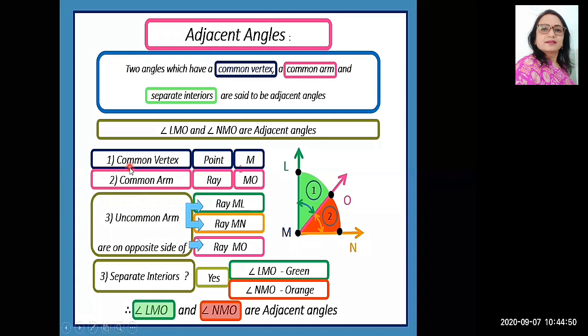So, to find adjacent angles, we have to fulfill these conditions. First is common vertex, common arm, and separate interiors. If these conditions are fulfilled, then the two angles are called adjacent angles. Got it? What are the conditions? Common vertex, common arm, and separate interiors. Two angles which have a common vertex, common arm, and separate interiors are said to be adjacent angles.